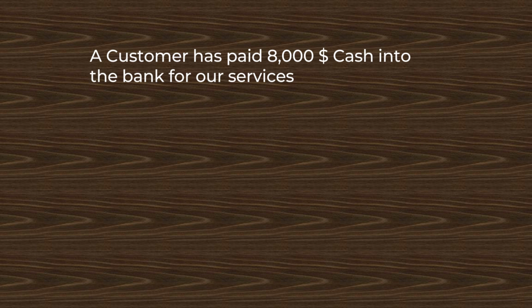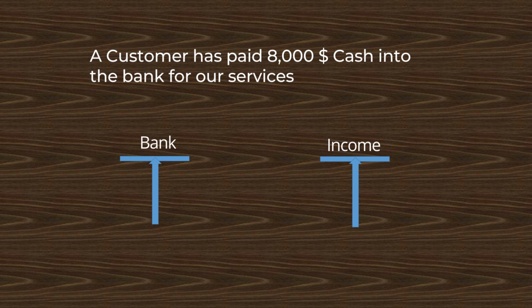So in this case there are two ledgers that are involved. One is bank and the other is income. And we know that in accounting each transaction will have a double impact. I mean, one impact is recorded on the debit side and the other impact is recorded on the credit side.